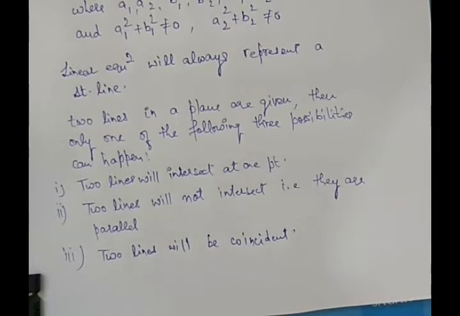So three possibilities are there. If the two lines or a pair of linear equations in two variables are given in a plane, so only three possibilities are there. कौन कौन सी हो सकती हैं? Two lines will intersect at a point. या तो दोनों लाइनें एक दूसरे को एक सिंगल पॉइंट पे इंटरसेक्ट कर रही होंगी. दूसरी पॉसिबिलिटी क्या हो सकती है? या तो दोनों लाइंस एक दूसरे के पैरेलल होंगी, neither they will touch nor intersect. And the third possibility is they overlap each other.